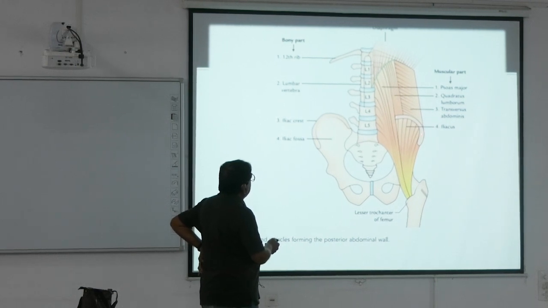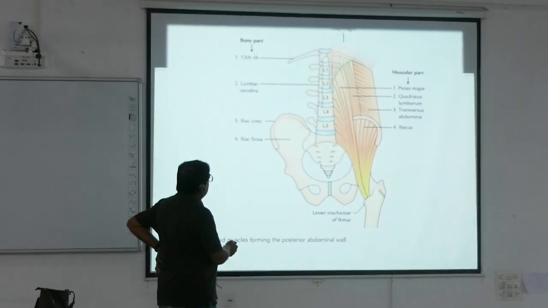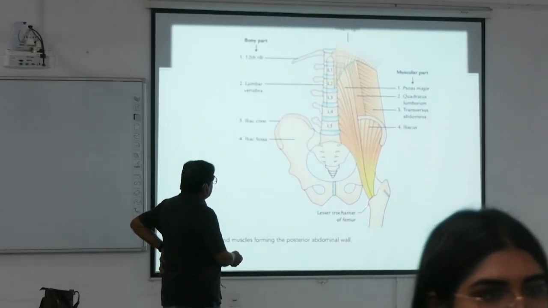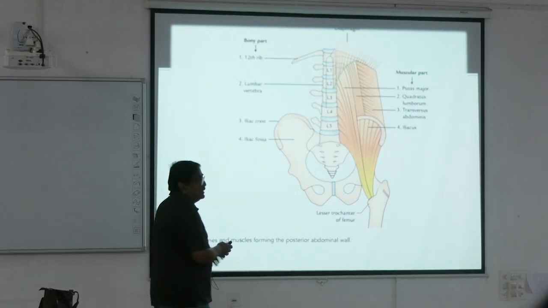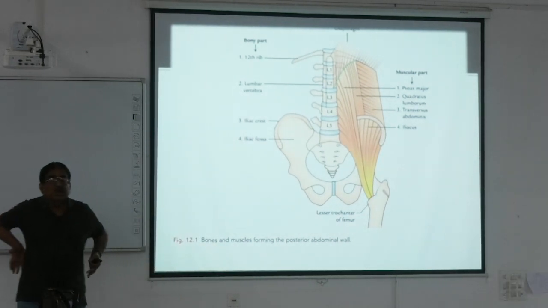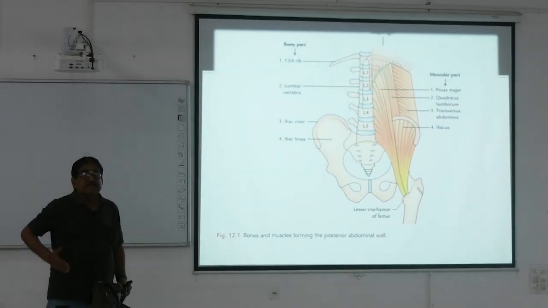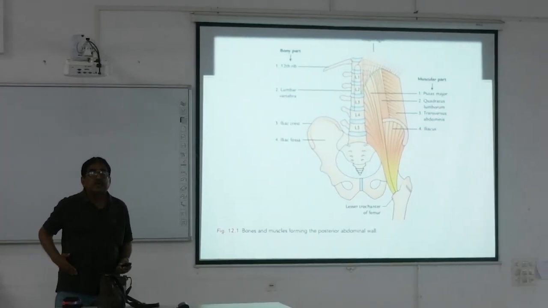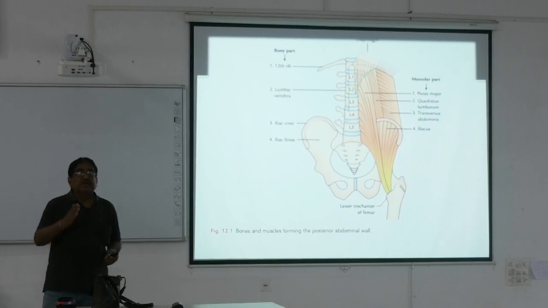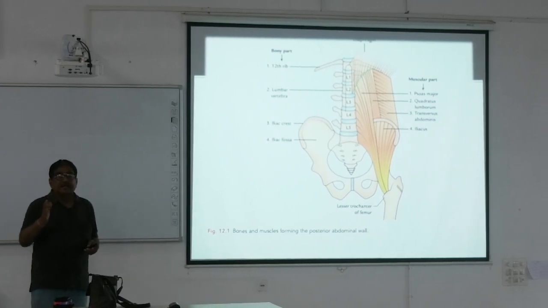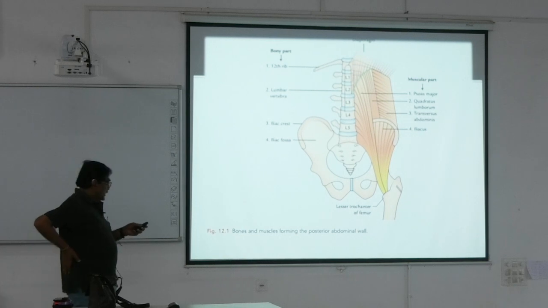Now you see the iliac crest, this is the iliac fossa, and these muscles go into the lesser trochanter of the femur. Now in the posterior wall, these muscles were rising from the iliac crest. As you read the hip bone, you can see the muscles in the iliac crest. Now this is a very good picture.